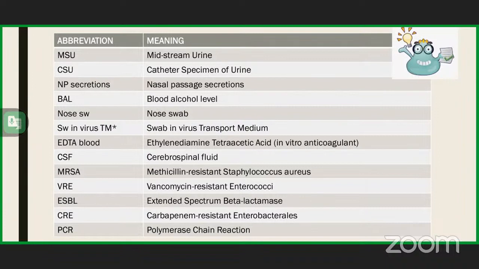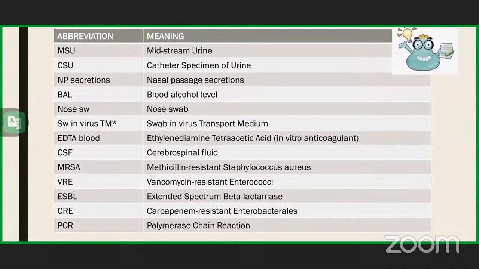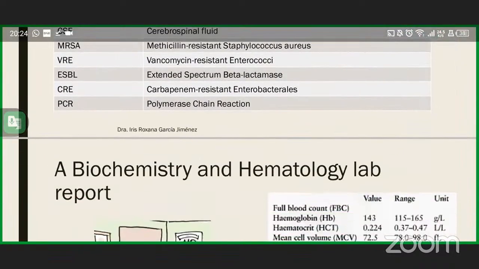For example, the CSF, cerebrospinal fluid. Then we have, for example, the PCR, polymerase chain reaction, considering that this test is very commonly useful in infectious diseases, right?